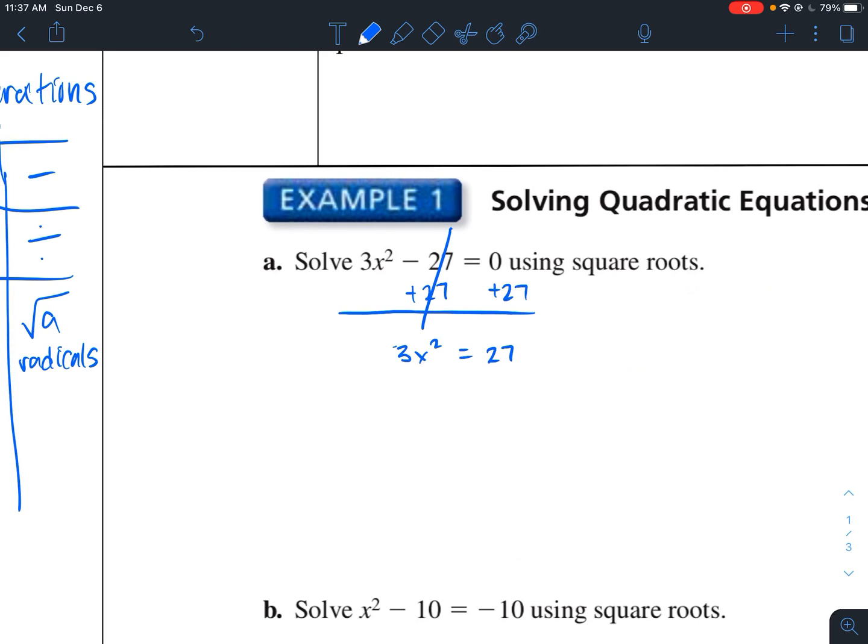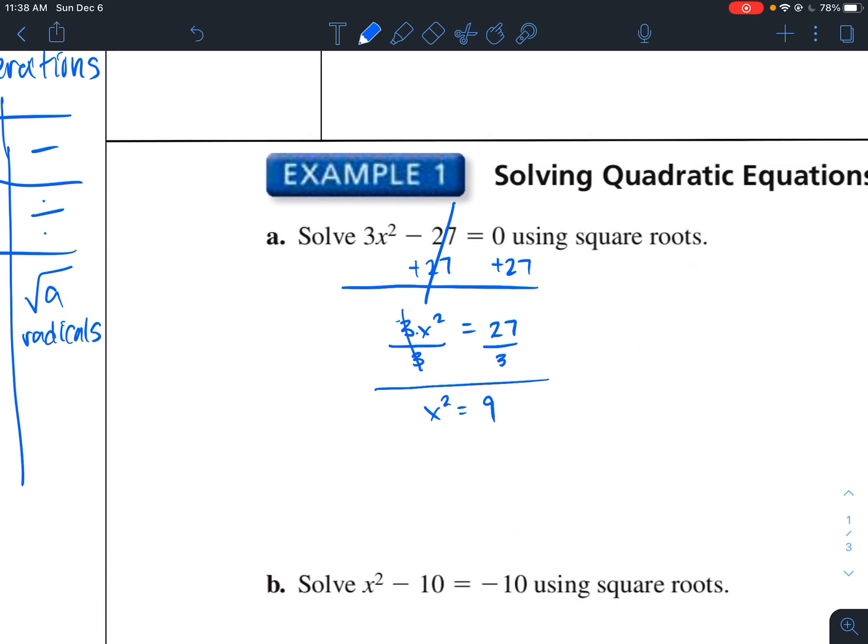So now I need x by itself. This 3 is multiplying by this x squared. So I'm going to divide by 3, since that's the inverse operation of multiplication. But what I do to one side, I have to do to the other side. So when I divide by 3, those cancel. And then on the right side, 27 divided by 3 is 9. So I have x squared equal to 9.